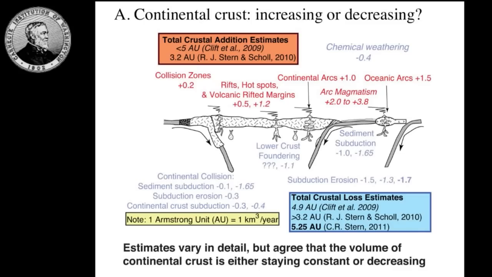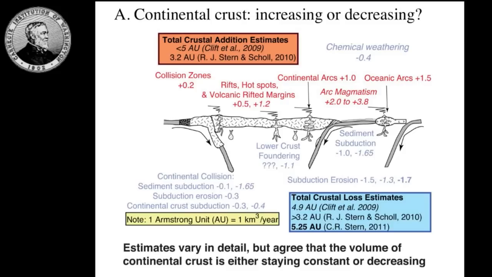Real quickly, here is a present inventory of continental crustal production and destruction by three groups. Peter Cliff did this first in 2009, then Dave Scholl and I did this a few years ago, and then Charlie Stern, unrelated, did it a year later. Here are all the places where continental crust is produced. Most of it is produced by arc magmatism, either in intraoceanic arcs or in continental arcs, but also in rifts, collision zones and other settings. And then these are all of the places where continental crust is being destroyed.